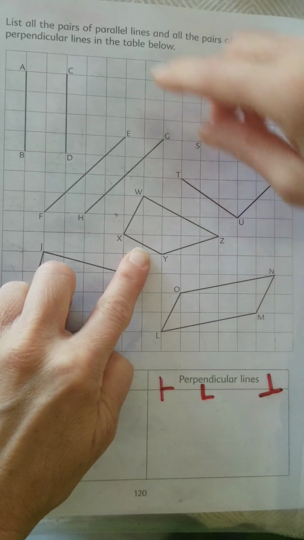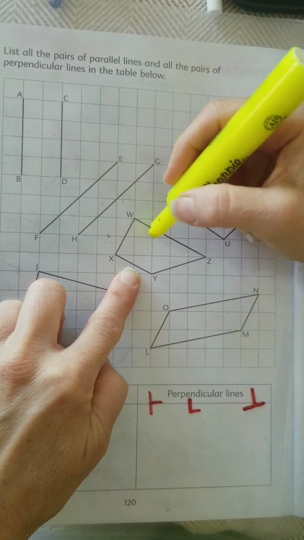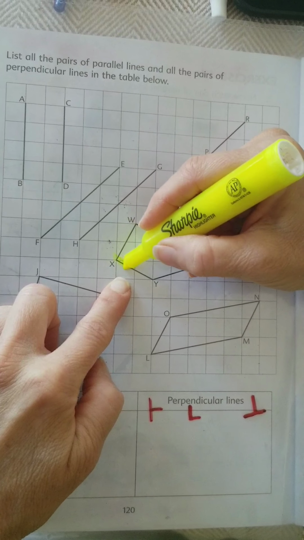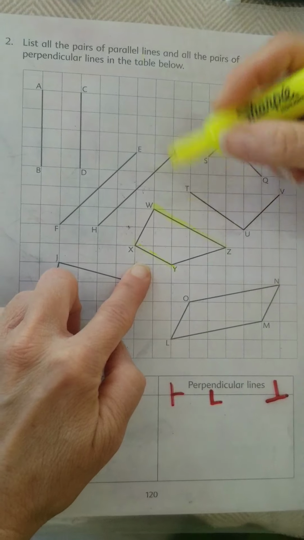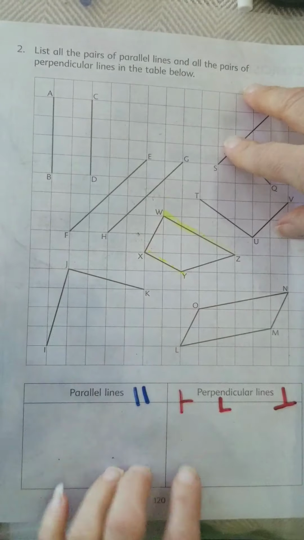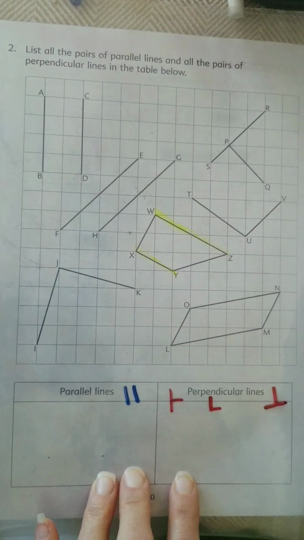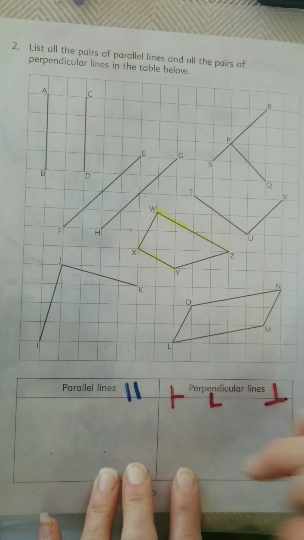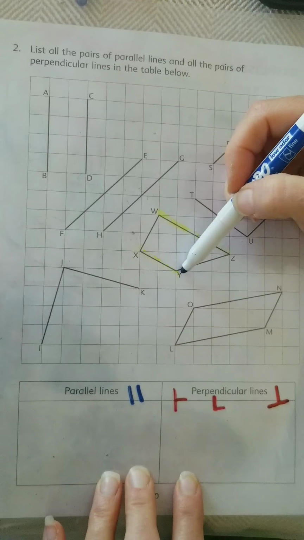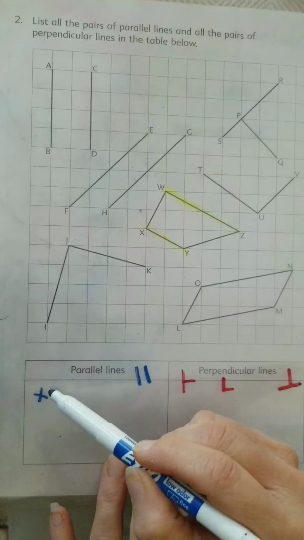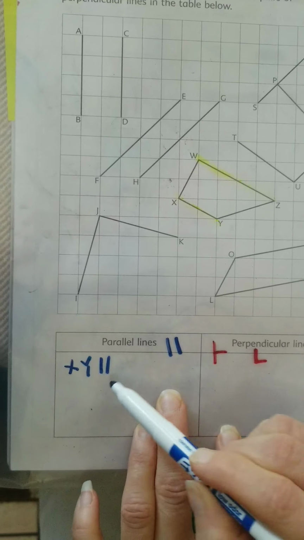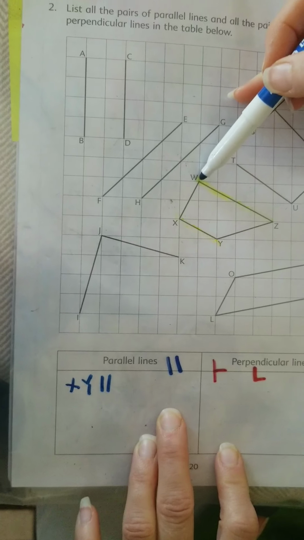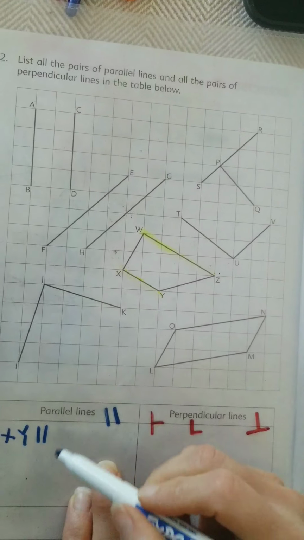Now, if I look here, I have a line here and a line here. These are parallel. They do not touch. So if they're parallel, I'm going to come down, I'm going to write it here where it says parallel lines. This is X, Y. I'm going to write XY. I'm going to write it's parallel. I put two parallel lines. Then I write the other line. The line is WZ. So I write WZ.